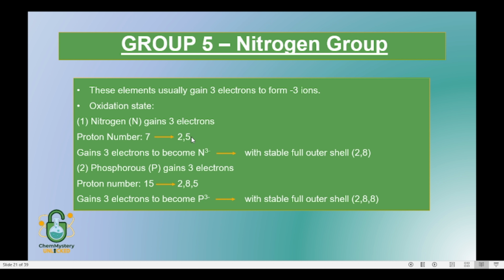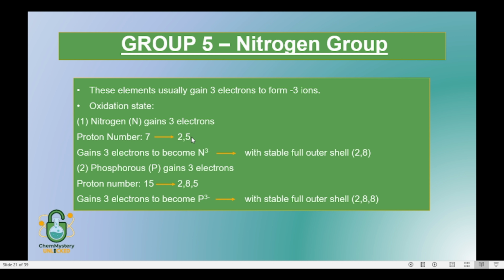Gaining electrons is easier because there are less number of electrons to gain than lose. So it gains 3 electrons to become N3 minus with a charge of 3 minus. With a stable full outer shell, it has an electronic configuration of 2 and 8: 2 electrons in the first shell, 8 electrons in the second shell. Now let's move on to phosphorus. It also gains 3 electrons.